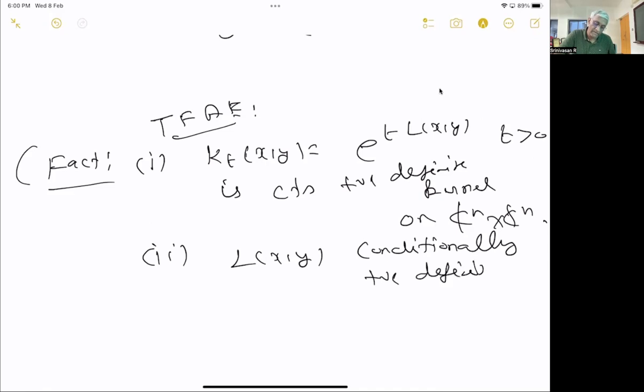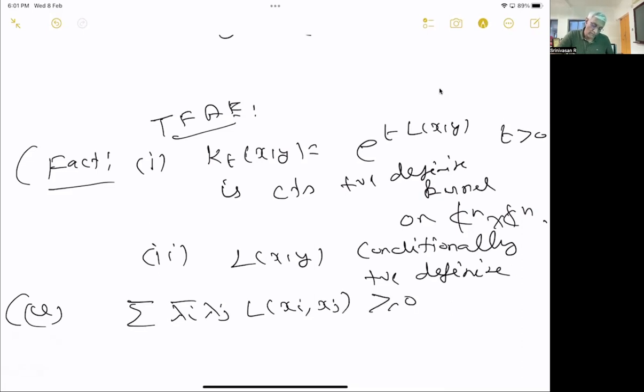I will write the meaning of it. Conditionally positive definite means the summation of lambda_i bar lambda_j L(x_i, x_j) is greater than or equal to 0 for all lambda with summation lambda_i equal to 0. Under this condition, it is greater than or equal to 0. Without this condition it's always positive. This is what is called conditionally positive definite.